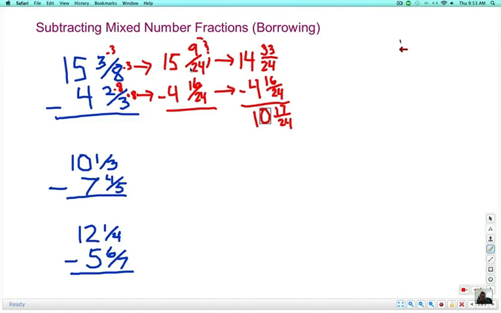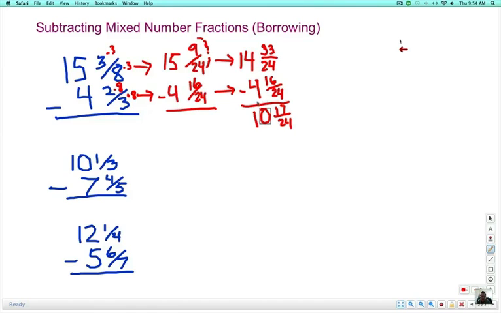Now, back at the original problem, do not say 15 minus 4 is 11. Okay, we can't even do that if the bottom fraction is larger than the top fraction. So find a common denominator, rewrite the fractions, and then compare. Where's the bigger fraction? On the bottom. I have to borrow. Then you use your shortcut. 15 becomes 14. 9 plus 24 is 33. And you have to write this top heavy fraction in order to subtract.